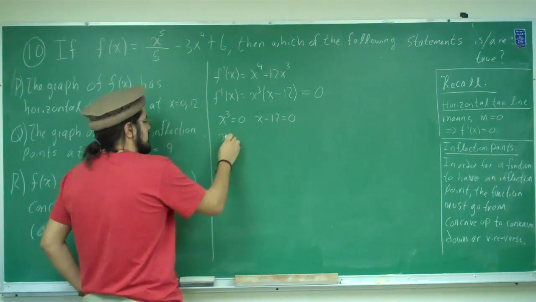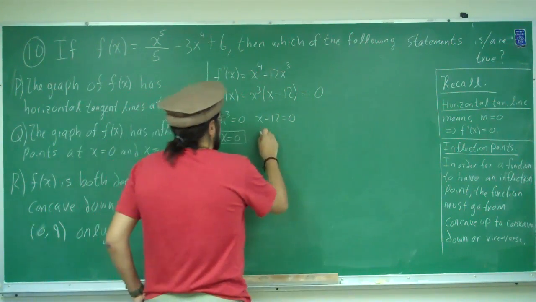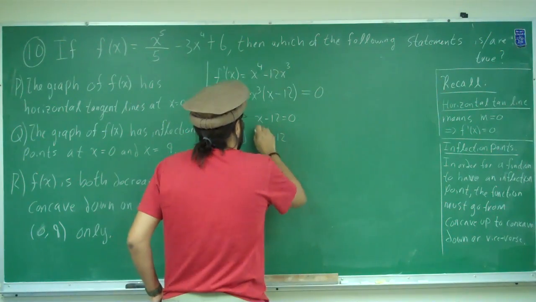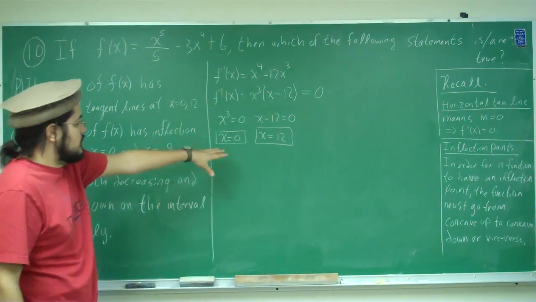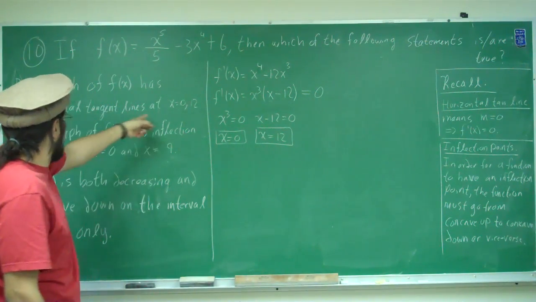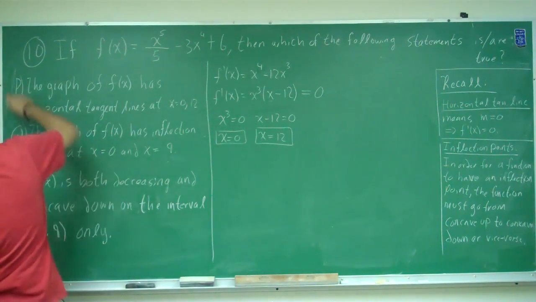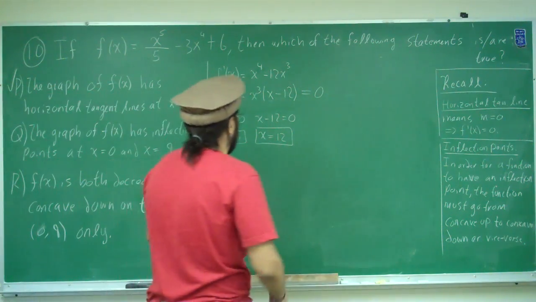So now we get that x is equal to 0. Take the cube root of both sides, you get 0. And here we get that x is equal to 12. So x equals 0 and x equals 12. Those x values are where you have a horizontal tangent line. So is this true? Horizontal tangent lines at x equals 0 and 12, yes, that's true. So P is true. Alright, let's work with Q now.